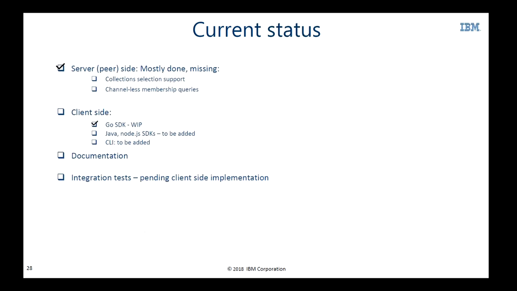Also, I understand that there is some work going on to allow the peer CLI to collect multiple endorsements. This can also use service discovery in order to know what the endorsement policy is in the first place. We need to add documentation and integration tests, but these are pending the client-side implementation.